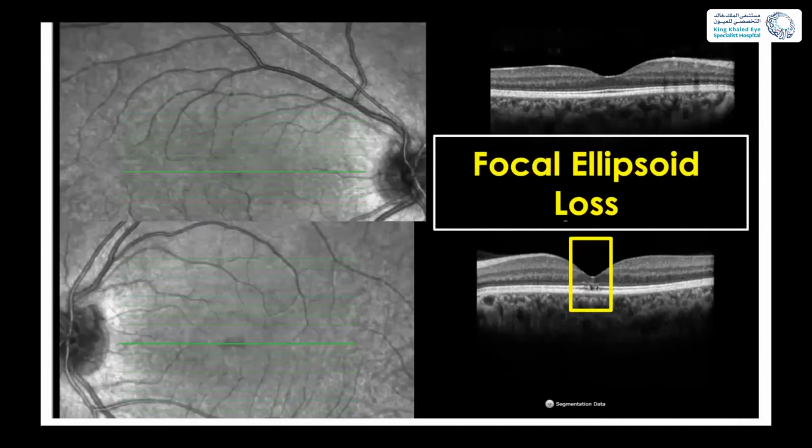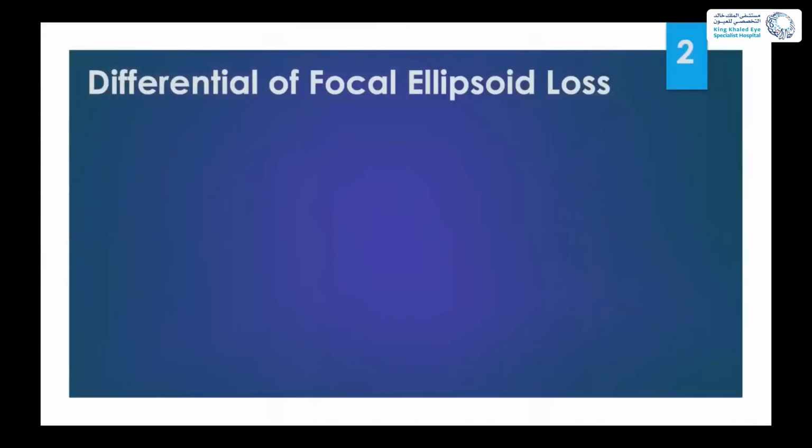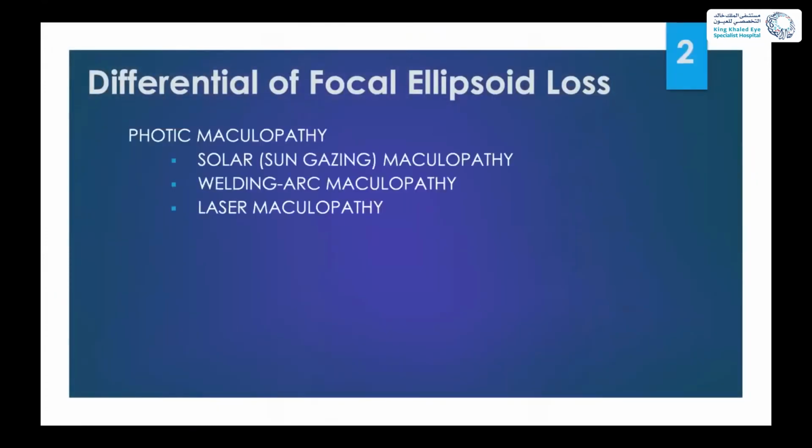If you have such a case with this OCT finding, the differential diagnosis is limited. And you have to ask about history to differentiate between this limited differential diagnosis. The differential diagnosis of the focal ellipsoid loss is, first, photic maculopathy, which includes solar maculopathy and laser maculopathy. So you need to ask the patient about exposure to laser or sun gazing. And the second diagnosis is medication toxicity like tamoxifen.